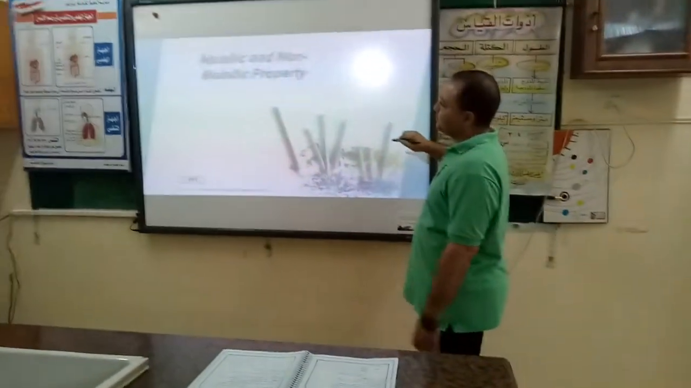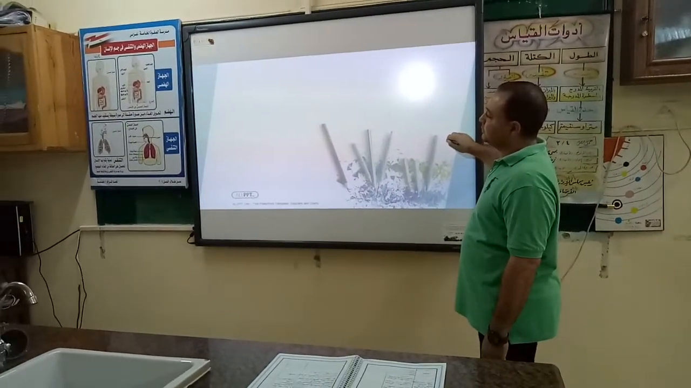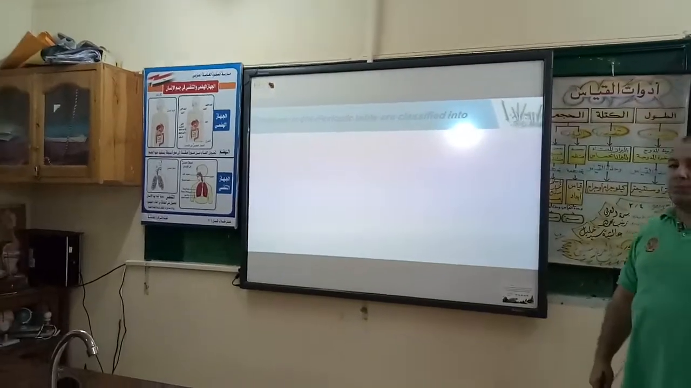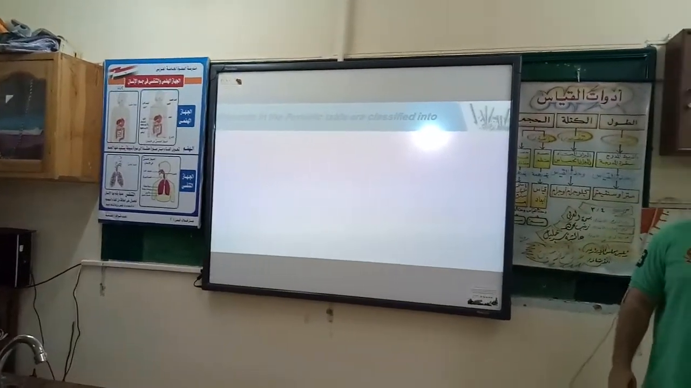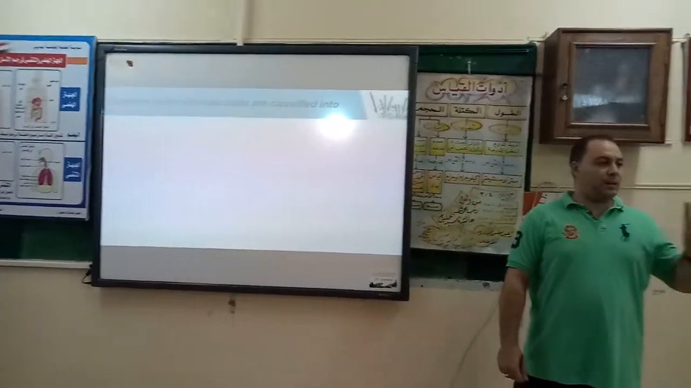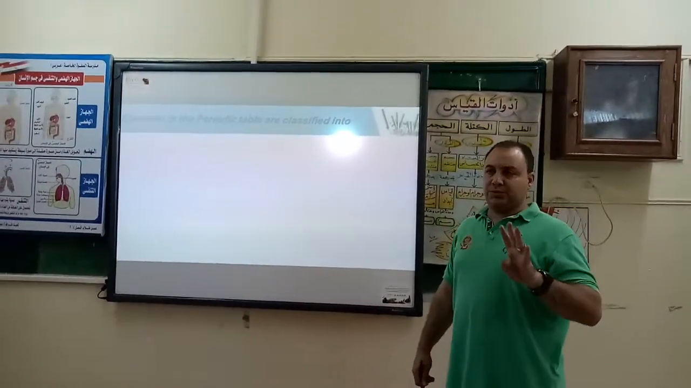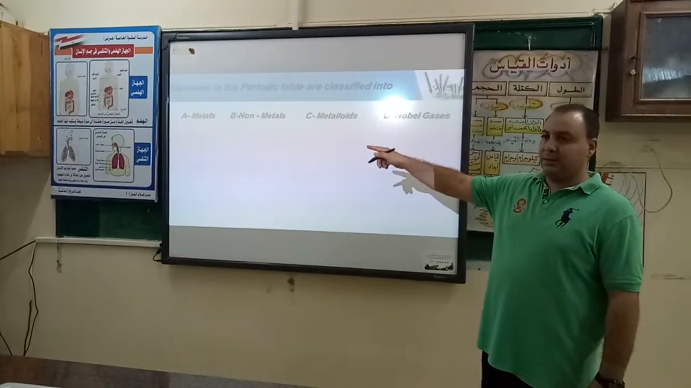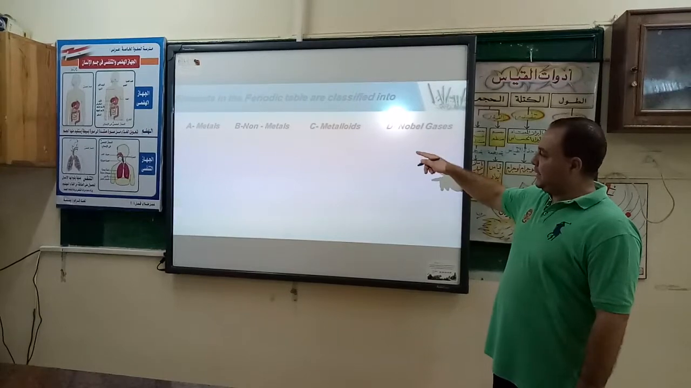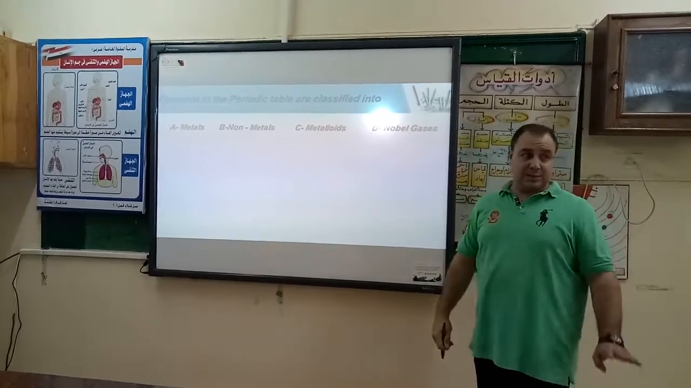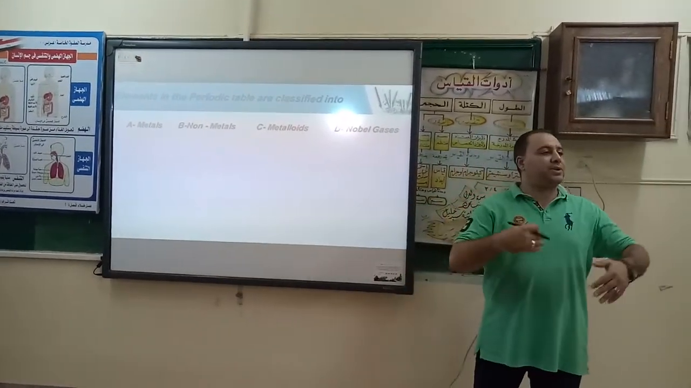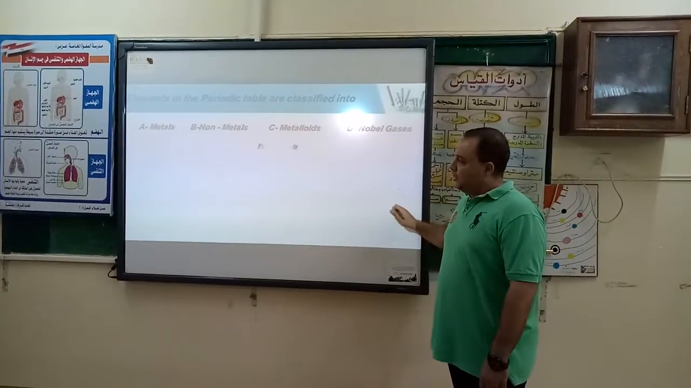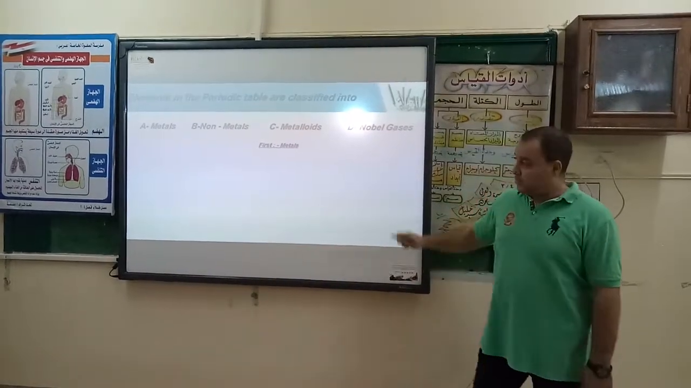Okay? After that, number 1, elements in the modern periodic table are classified into what? Into 4 types: A, metals, B, nonmetals, C, metalloids, D, noble gases. Okay, what are the differences between them? First, metals.